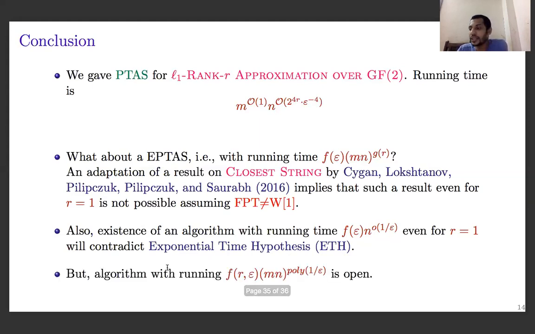The open question I want to pose here is, can we get an algorithm of running time f of r comma epsilon times m times n to the power polynomial in 1 by epsilon? Notice that in our algorithm, the r is sitting in the exponent of n. So can we remove this r from the exponent and make it a function of r and epsilon only, like a factor here? And this question is open.